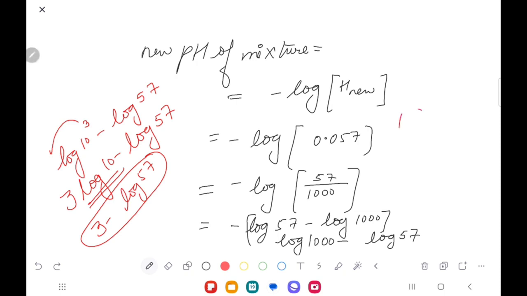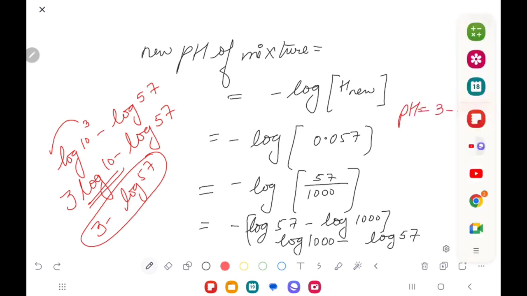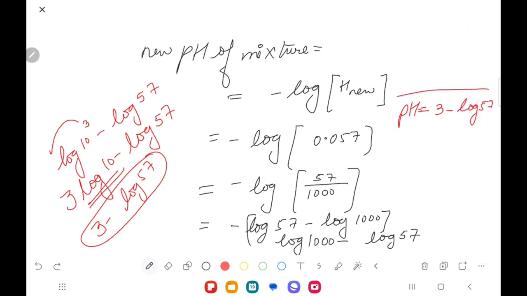Yes. So the new pH of the mixture would be 3 minus log 57. Understood. Any doubts in this? No. Are you sure? Yes. Right? That is how we are supposed to calculate the mixture's pH. And which mixture's pH? Of strong acids or strong bases. But this formula is applicable when all of them are acids or all of them are bases.